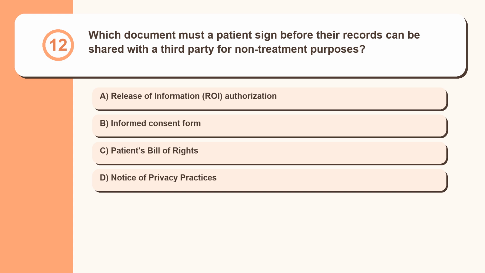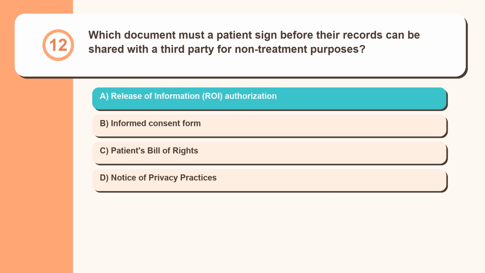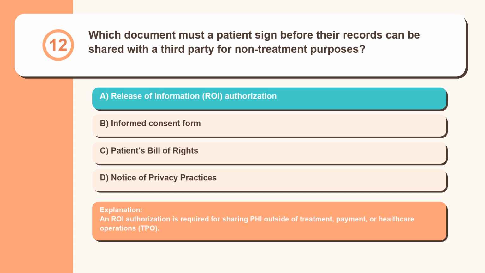Question 12. Which document must a patient sign before their records can be shared with a third party for non-treatment purposes? Release of information, ROI, authorization, informed consent form, patient's bill of rights, notice of privacy practices. ROI authorization is required for sharing PHI outside of treatment, payment, or healthcare operations, TPO.